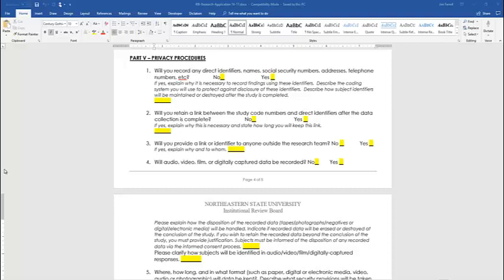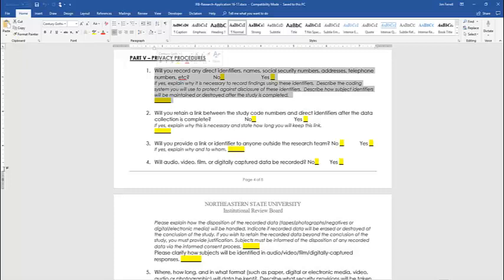So these questions are basically going to be answered yes and no. And if they're a yes, we want a description of what the researcher is going to do. So question 1, will you record any direct identifier, names, social security numbers, addresses, telephone numbers, etc.? And as I tell people, it doesn't matter if you are. There's nothing wrong with doing that.